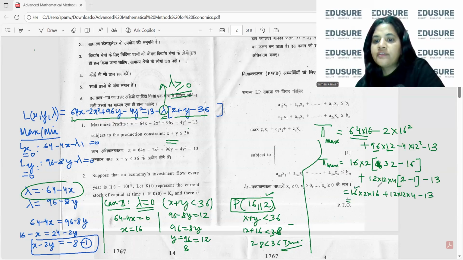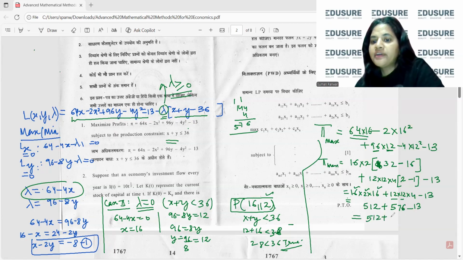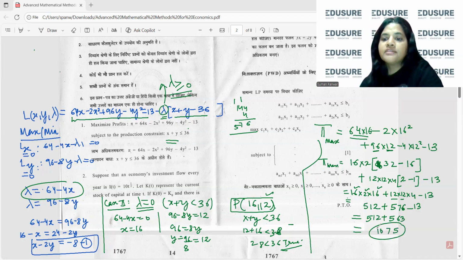So 16 times 16 is 256, into 2 is 512, plus 12 times 12 is 144. 144 times 4 is 576. Let us check 144 times 4. Yeah, 576. So 512 plus 576 minus 13 is 1075. So 1075 is the maximum value of our profit function. This is how we solve for the profit function using the Lagrange multiplier method.